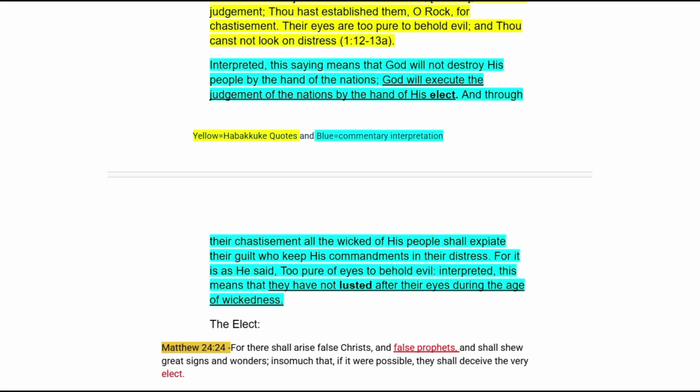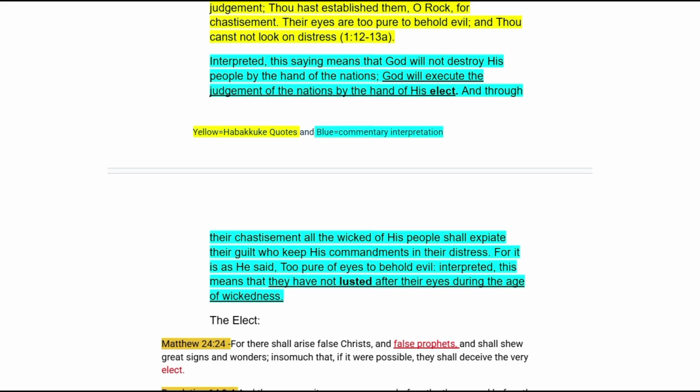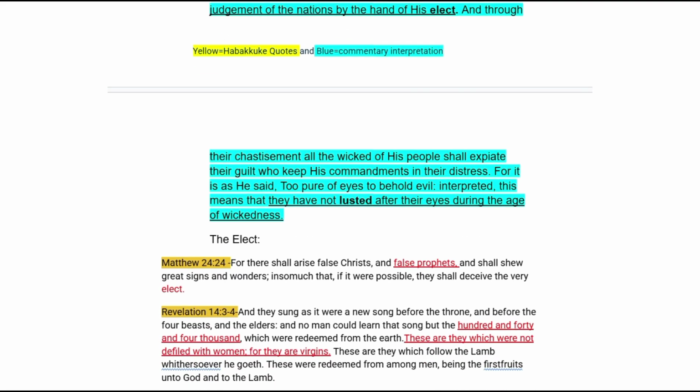Now, who is this very elect? It says this very elect in the commentary right here. It says his very elect, his elect. They are those that have not lusted with their eyes during the age of wickedness. They have not lusted. Lusted is a really interesting word to be used, isn't it? Out of all the words, lusted in that context. Where have we seen that before?